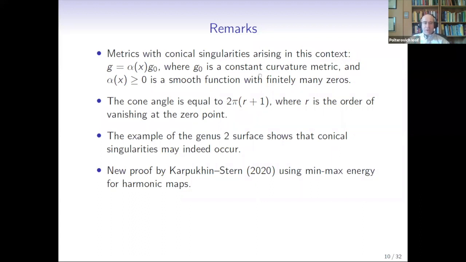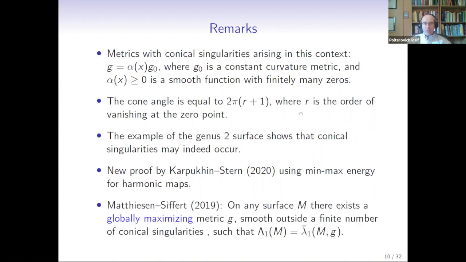Let me also mention that very recently there has been a different proof of this result by Karpukhin and Stern, and I suppose there will be a talk on that in a couple of weeks from now, that uses completely different ideas. The proofs of Nadirashvili-Sire-Petrides are also different, but the proof of Karpukhin and Stern is even further away in terms of ideology. It's very interesting that there is this other approach that would allow us to give a similar result.